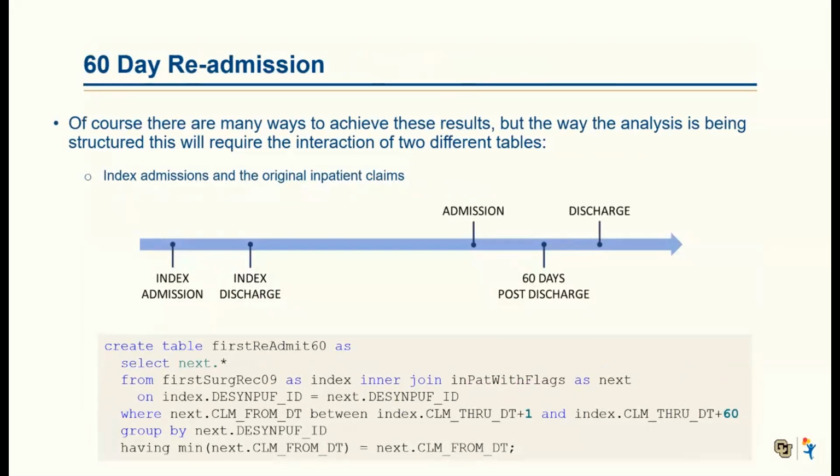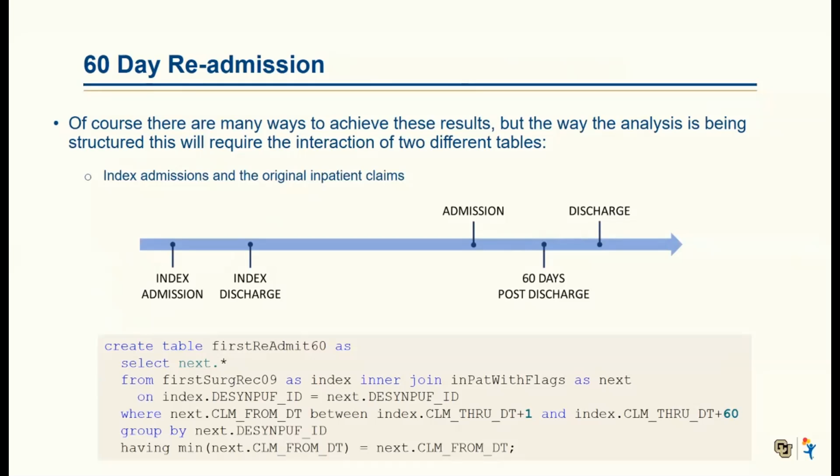Next, we'd like to look at our 207 subjects and link them back to the inpatient claims to see if they have a subsequent inpatient admission in the 60 days following the index discharge. In the from clause, we are joining our index subject data, which will be referred to as index, to the inpatient records, which will be called next. The inner join indicates that records from both sets will be kept that match on the unique subject identifier.